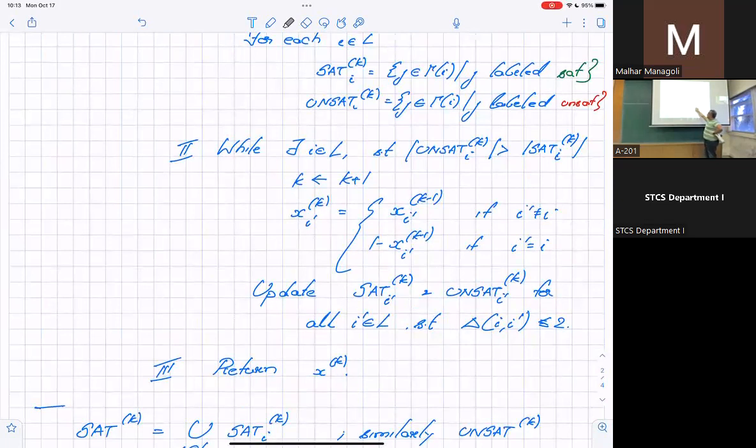And for how many guys do you have to do this update? All guys are i prime, this is at most c times 3 guys. Therefore, this is also constant. The only caveat is, can I identify which is the i that has this property?